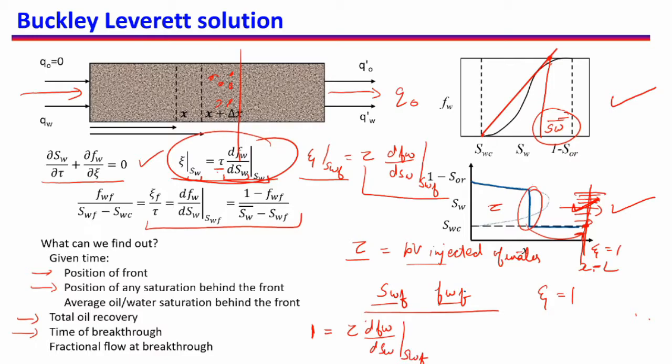So that means if we want to find tau at which SWF will reach xi is equal to 1, we need to find the inverse of the slope of this line, which is a chord and tangent to the FW versus SW curve. So that means 1 by dfw by dsw at SWF will give me the time at which my front will reach xi is equal to 1, or I will see water breakthrough.